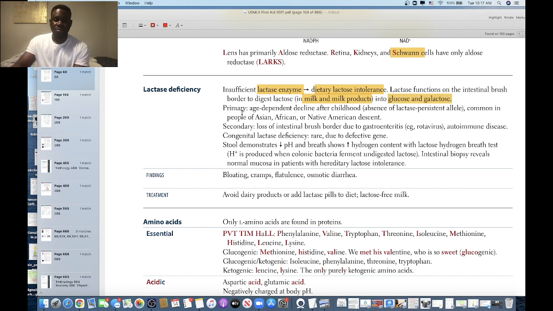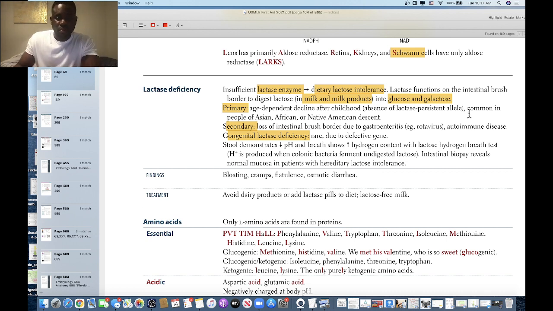Now, we have the primary form, the secondary, and also the congenital one. Primary is an age-dependent decline after childhood. As we grow, it reduces because children drink milk, so they have a lot of lactase in them. But as we grow, it reduces. That's why adults who drink a lot of milk need to drink more milk to be able to get more of the nutrients from it.